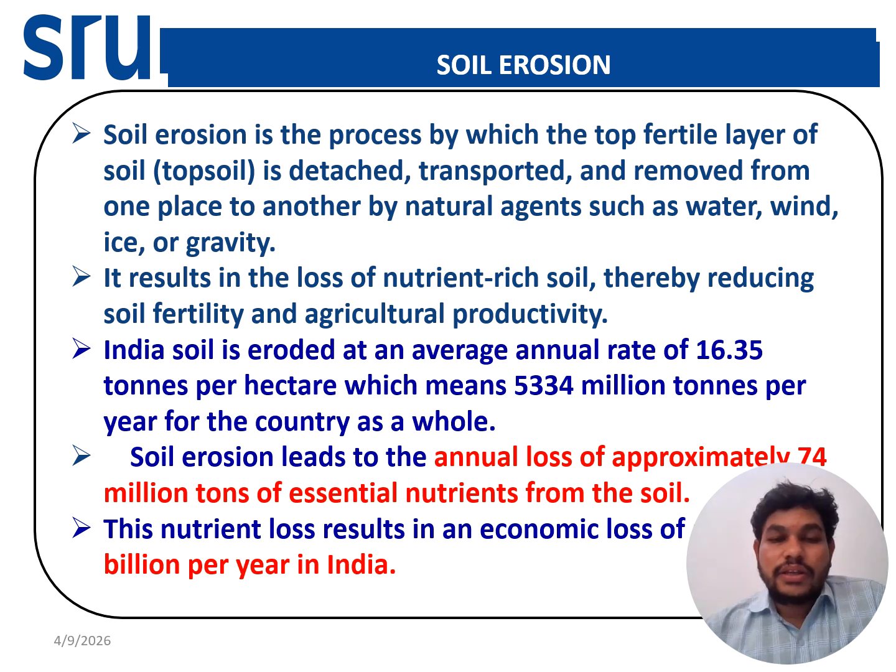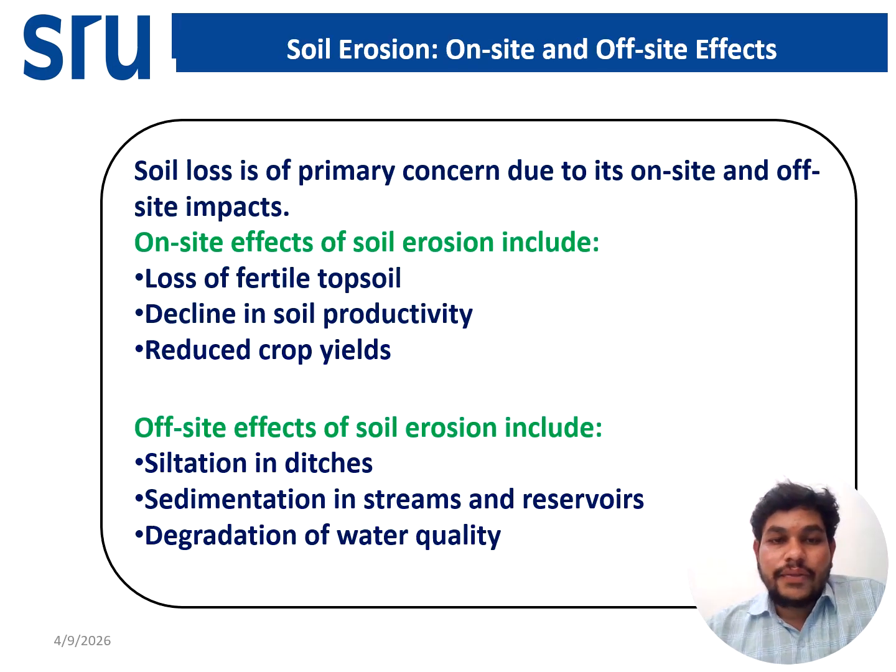If you see the annual soil erosion rate in India, it is nearly 16.35 tons per hectare per annum, which means 5,334 million tons per year for the country. Due to soil erosion, 74 million tons of essential nutrients get eroded annually. Because of that, we get an economic loss of nearly $68 billion per year in India.